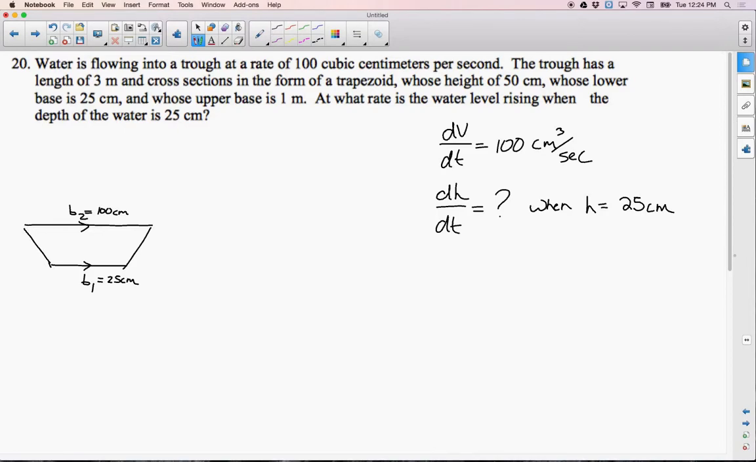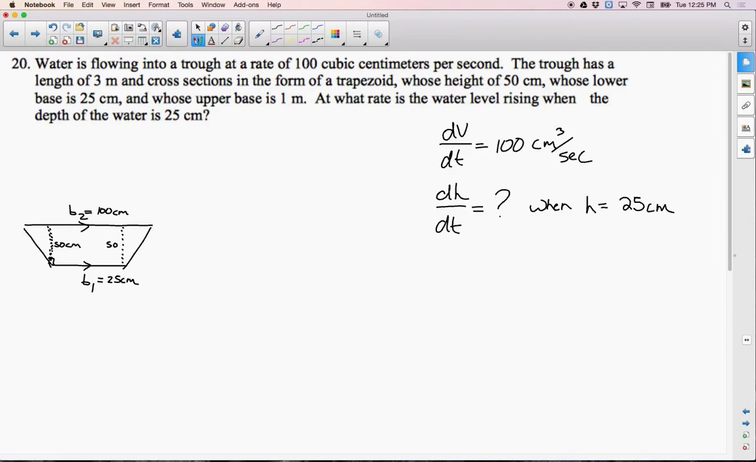What else have they given you about this trapezoid? Its height. It says cross sections of a trapezoid. Height is 50 centimeters. The height is the perpendicular distance between the two bases. It's the direct distance between the two bases. So the height is 50 centimeters, and same thing here. So 50. Okay, that's the height of the trapezoid.